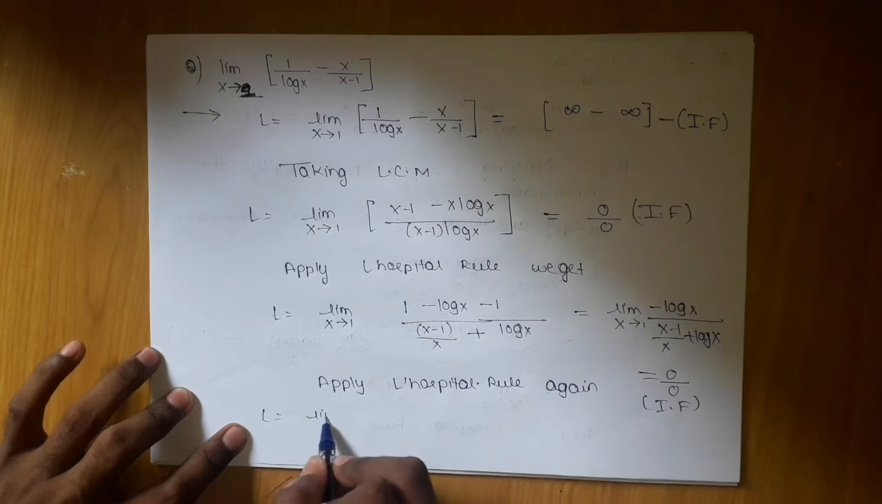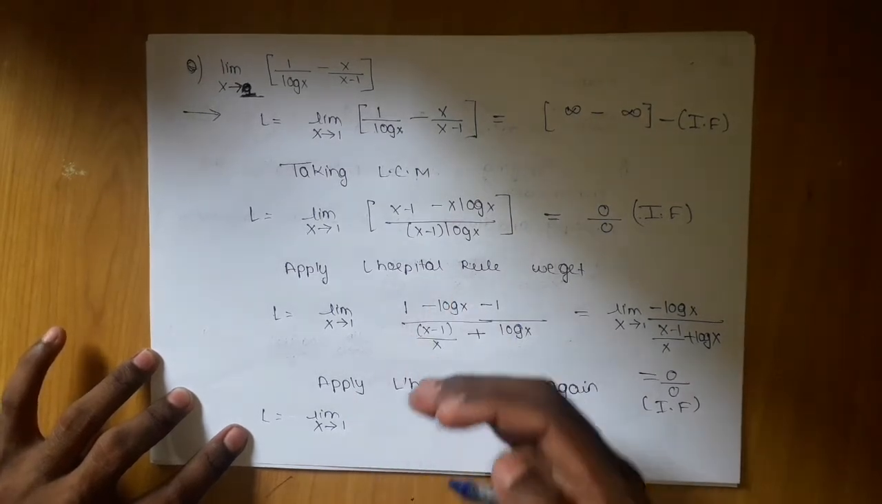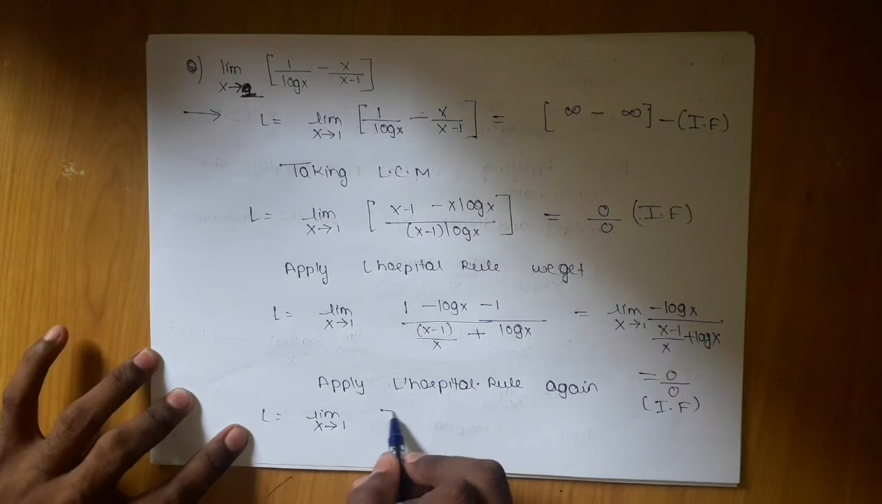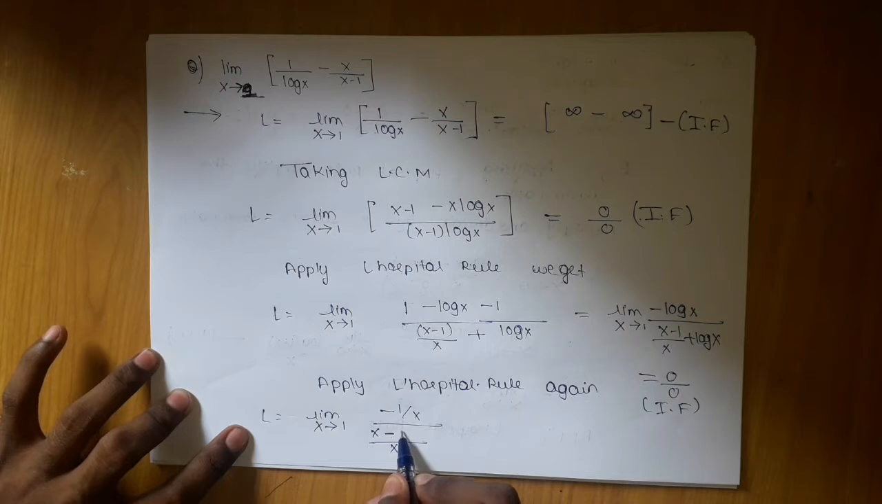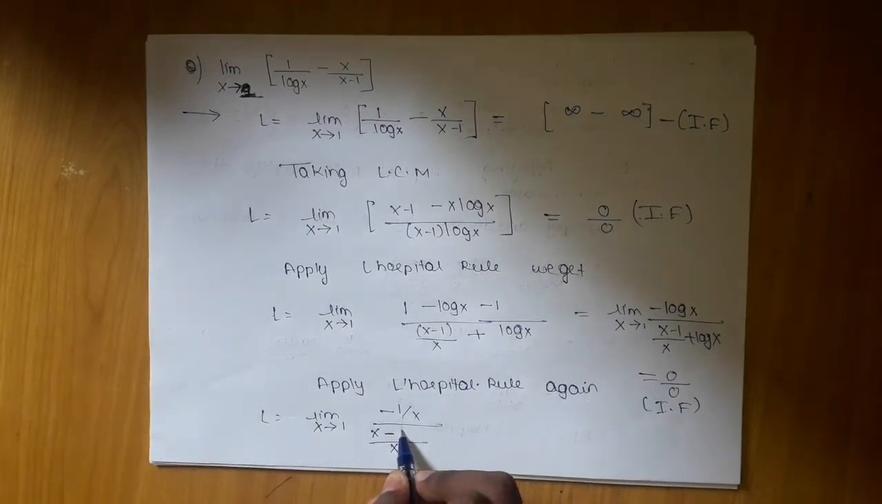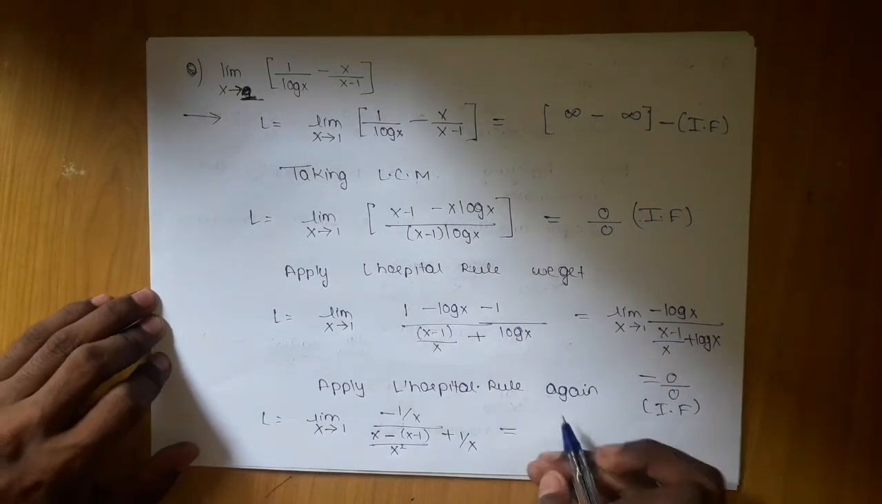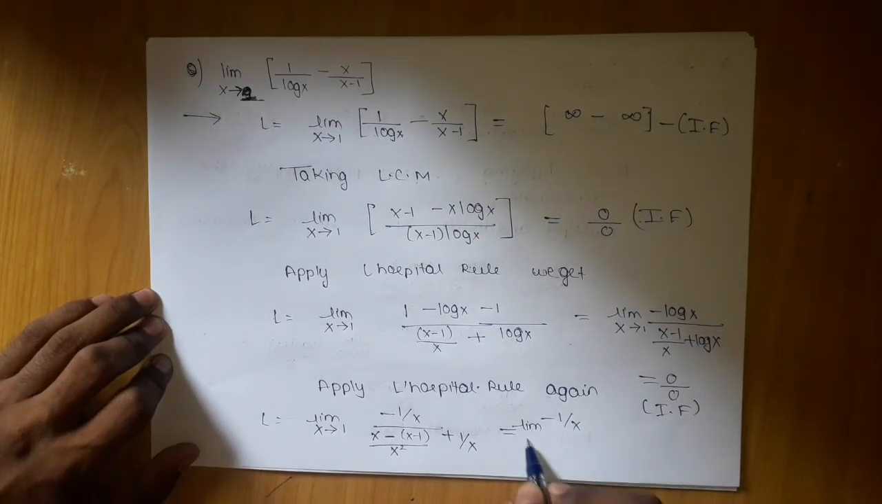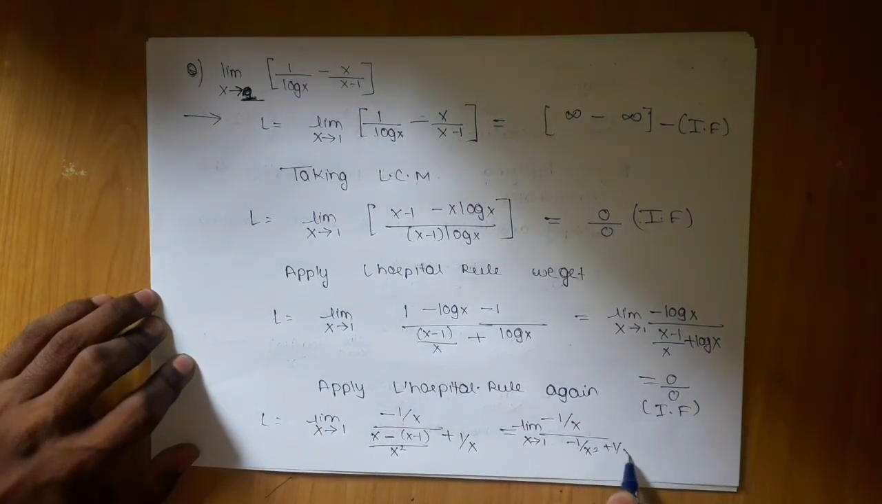I will apply L'Hopital's rule again, which is nothing but differentiating f dash x upon g dash x, because here it has become f dash x upon g dash x. I will differentiate it, which will give me 1 by x upon, and here I will apply the quotient rule, which will give me x square, x minus, x minus 1, and here it will be 1 by x. If I modify this, I will be left with 1 by x, limit x tends to 1. Here x will cancel out, minus 1 by x square plus 1 by x.